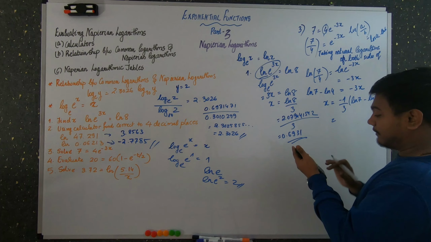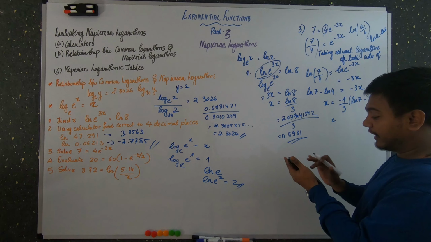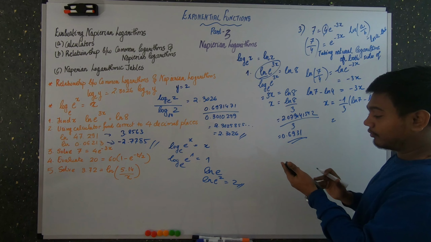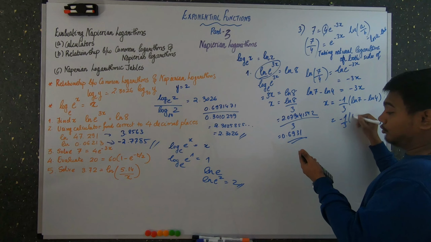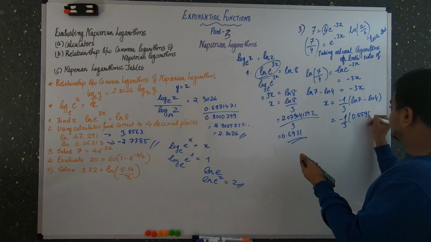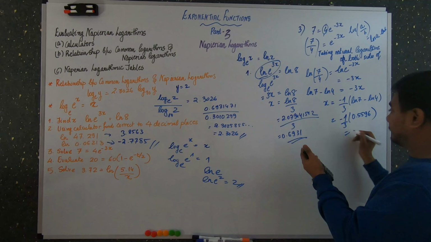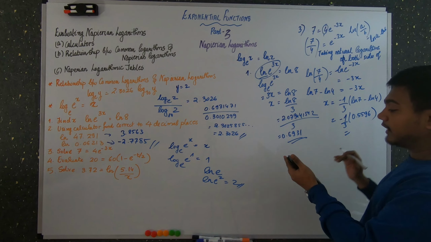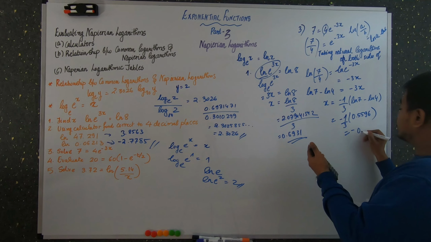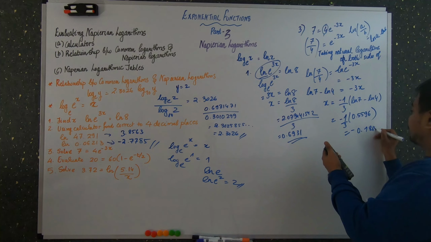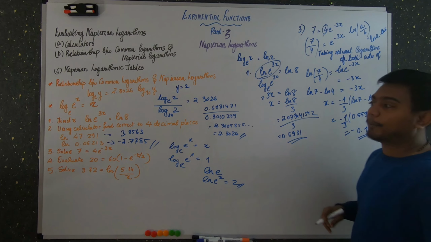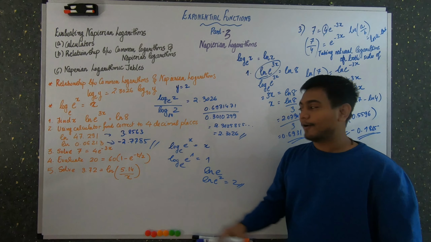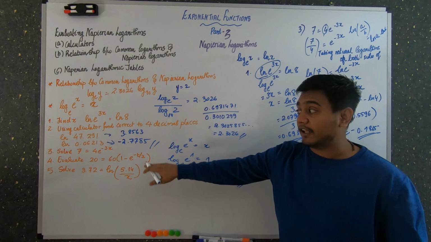Ln 7 minus ln 4. So the value is minus 1 by 3 into 0.5596. I am writing only up to 4 decimal places. Divided by 3, it is minus 0.1865, which is the final answer for problem number 3. I hope it's clear. Now let's discuss directly the fourth problem.